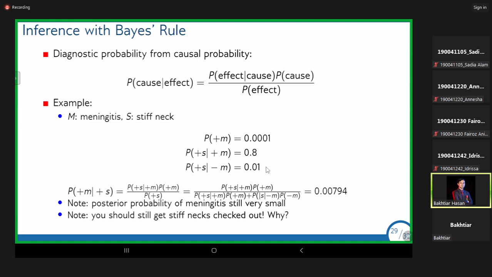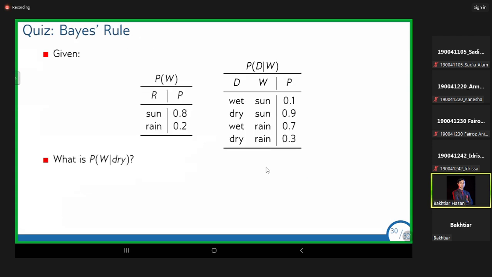Okay, so I hope this example made things clear about how we can use Bayes rule to get diagnostic probability from causal probability. This is an important concept that might be useful in the exam. We'll see. So there's a quiz here which you can do to test yourself.